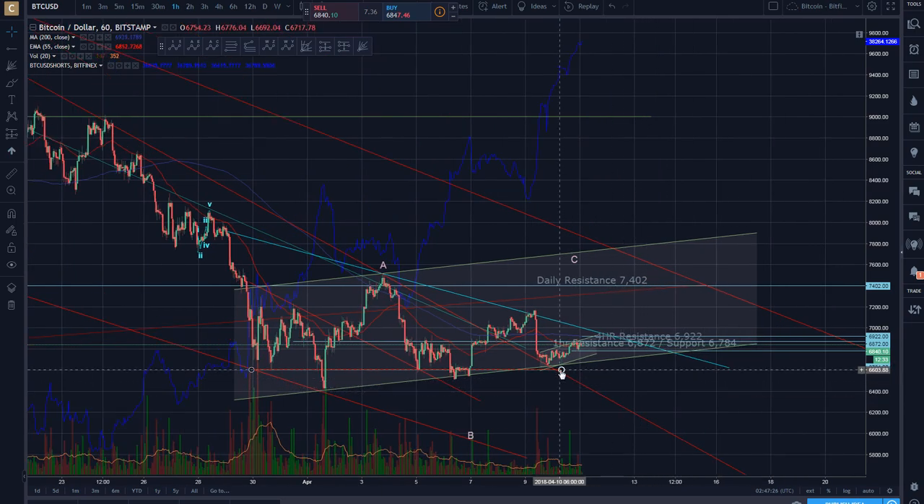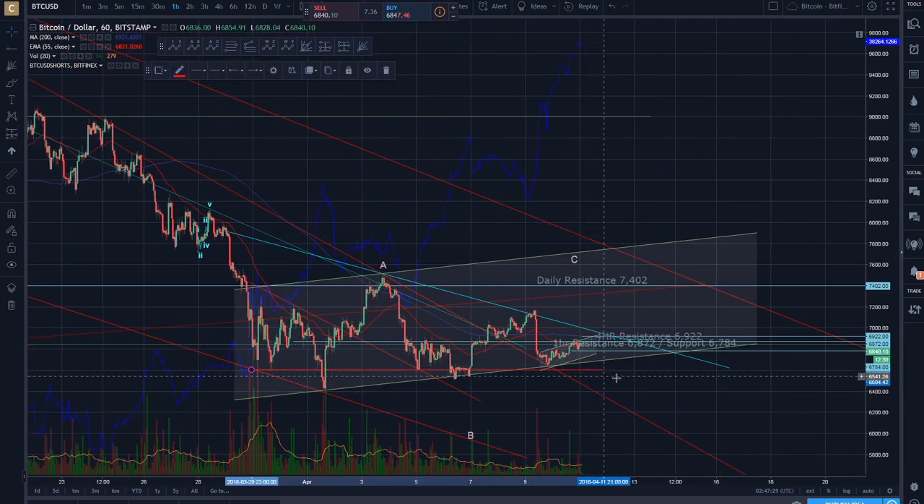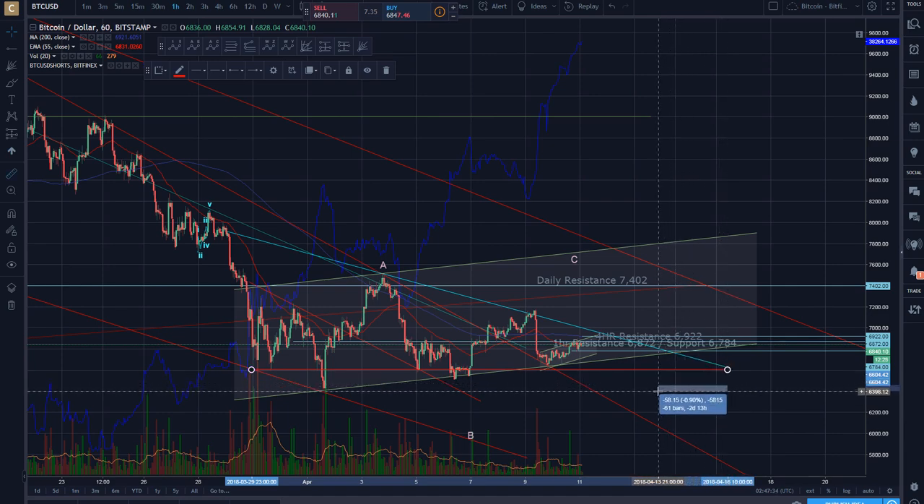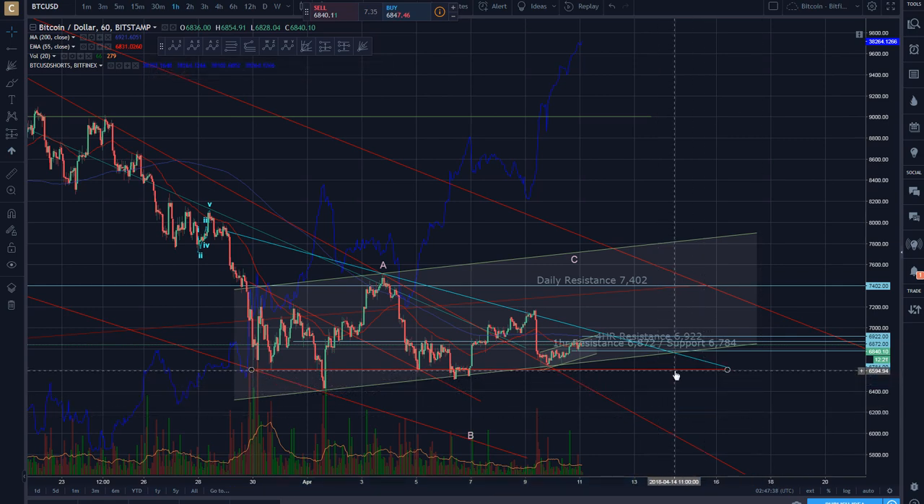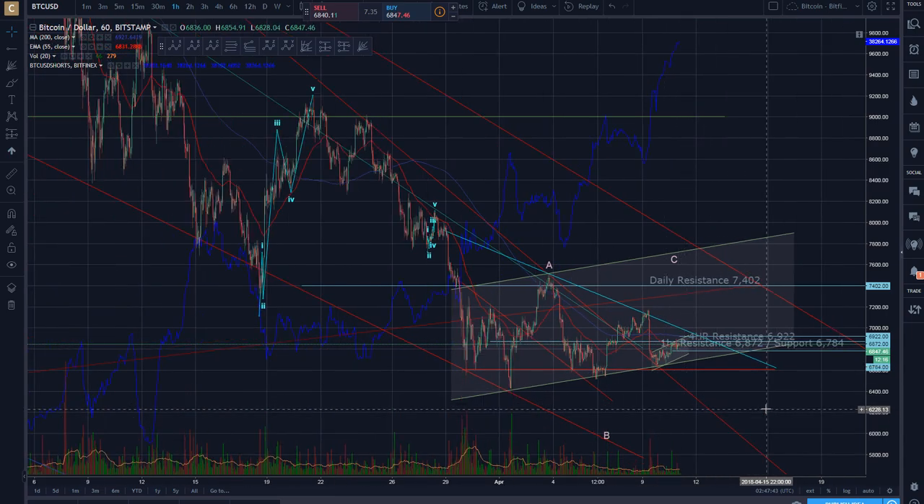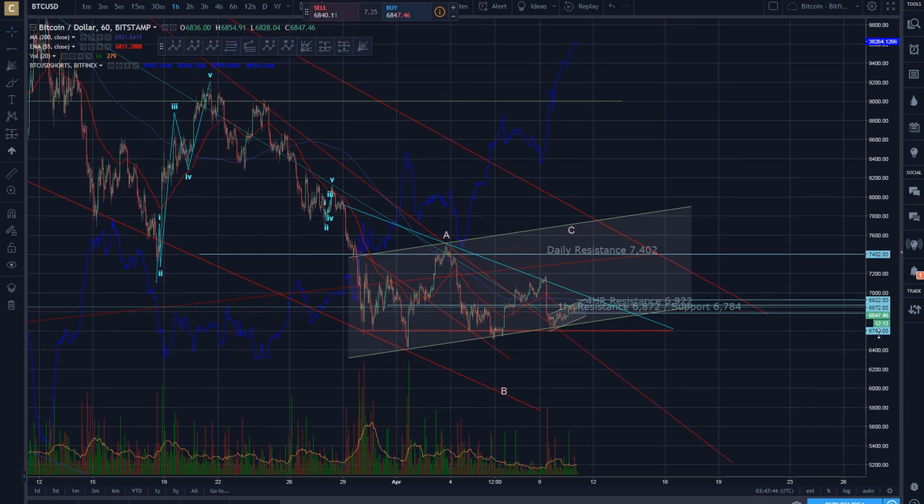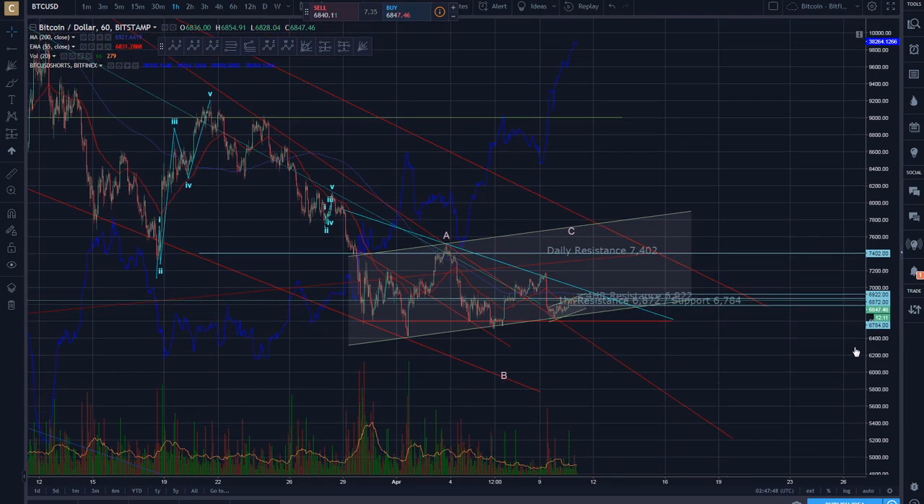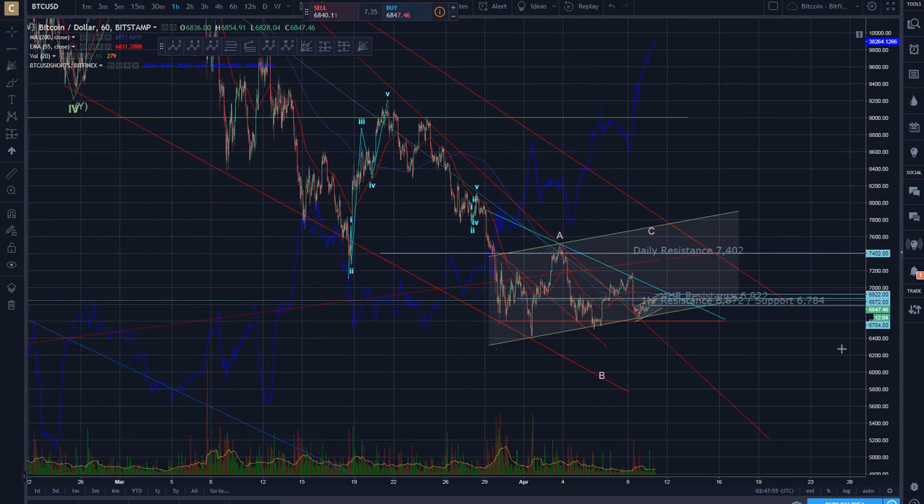What I would also do here is extend this bottom line out further. We want to see that this level, let's call it 6,600, is really not broken. I don't want that to be broken, otherwise we could possibly fall much, much lower. And I know that I do owe you guys some Elliott wave analysis, and I will be getting to that soon. I'm just having way too much fun.